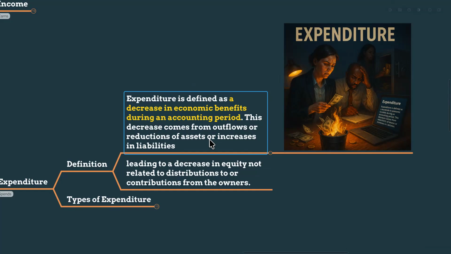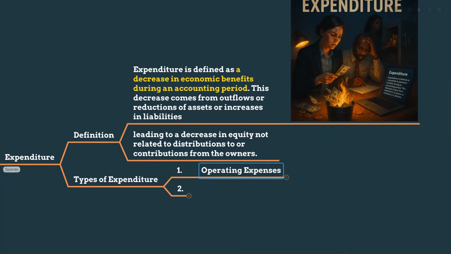In the income definition, I said it will increase the economic benefits, increase your assets or reduce your liabilities. Here it will decrease, right? It will decrease or reduce assets, or it will increase your liabilities. That is expenditure, but it leads to a decrease in equity, not related to distributions to or contributions from the owners. This is done by the business, right? So you have to memorize this definition of expenditure also.